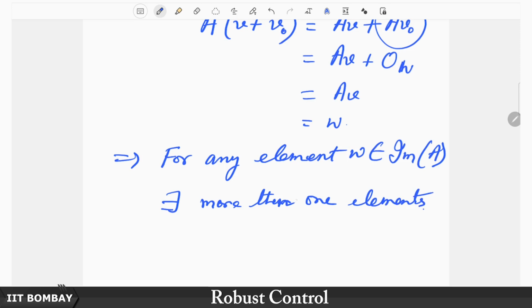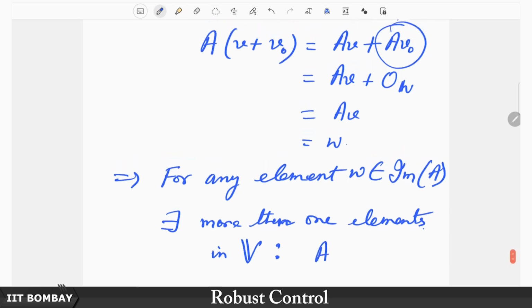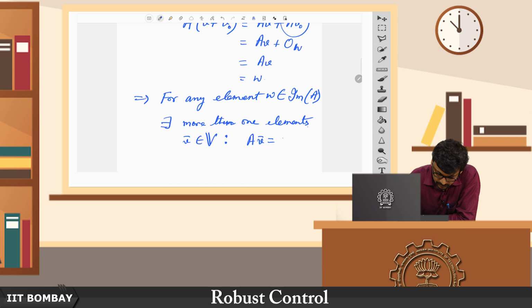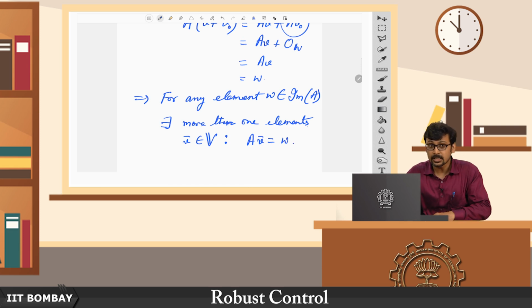There exists more than one element in V such that A acting on V, say more than one element, we call this V bar, V bar in V, such that A V bar is equal to W. Why? So that means this is not going to be unique.